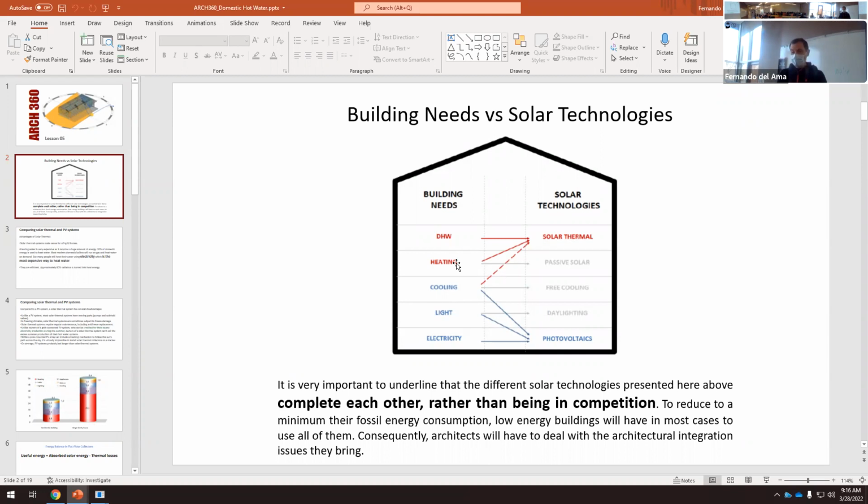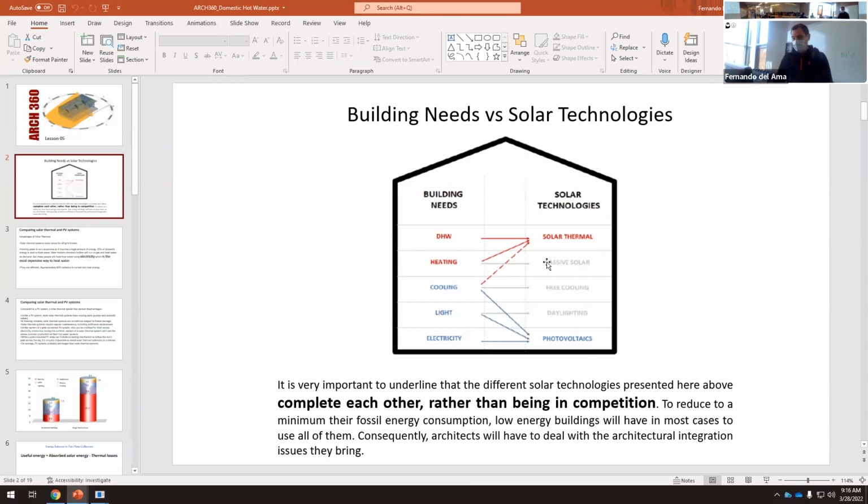Okay. If we want a heat pump, we can't use solar thermal collectors. If we have an electric system for heating, we can't; if the heating system uses water, we can use solar thermal collectors. And then we need cooling, lighting, and electricity. If we need either cooling, artificial lighting, or electricity, we need photovoltaic panels.